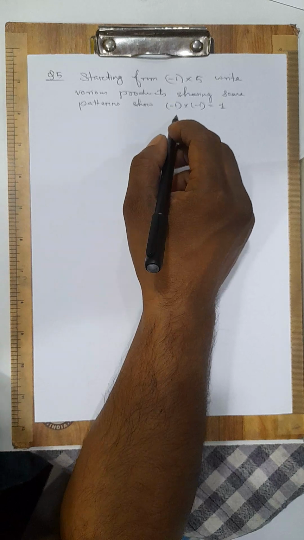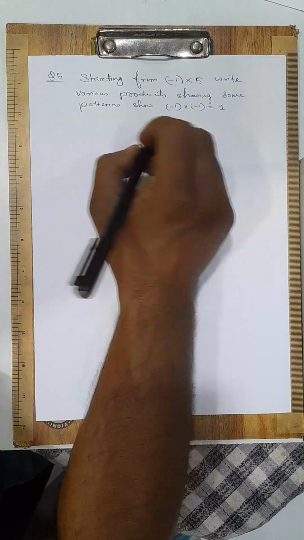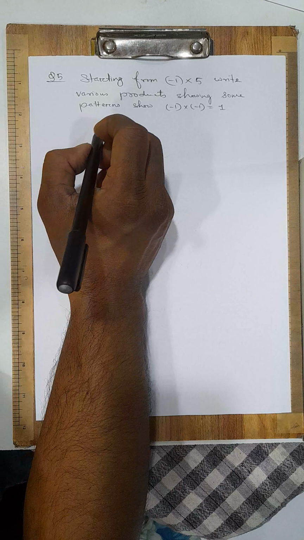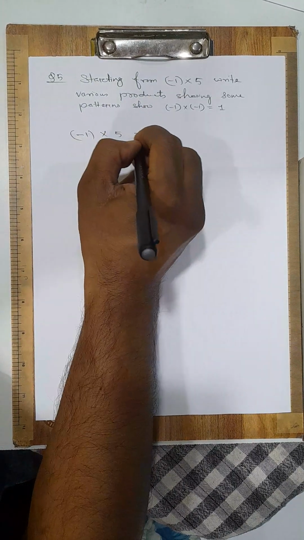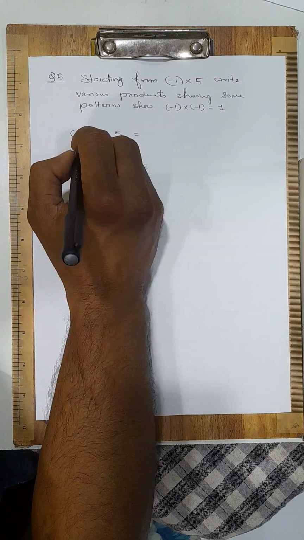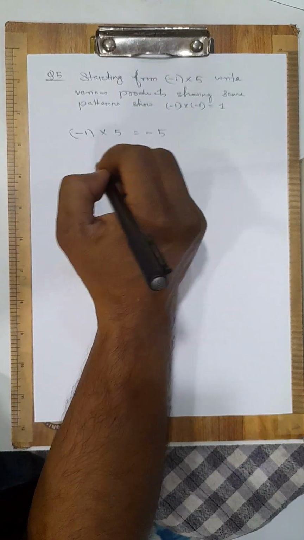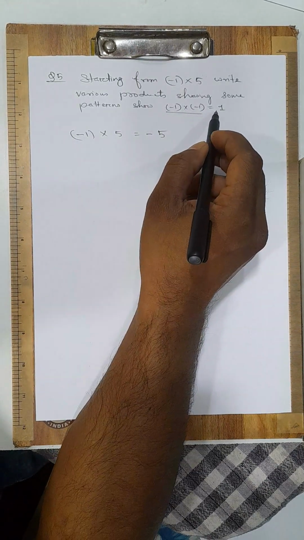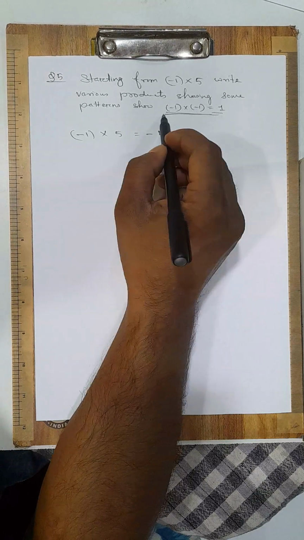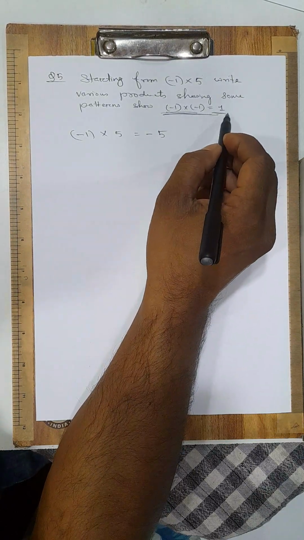Let's come to question number 5. Starting from minus 1 multiplied by 5, write various products showing some patterns to show that minus 1 multiplied by minus 1 equal to 1. So starting from minus 1 multiplied by 5 equal to, since 1 is negative, 5 is positive, answer is negative. Right? So now we have to prove that minus 1 multiplied by minus 1 equal to plus 1.